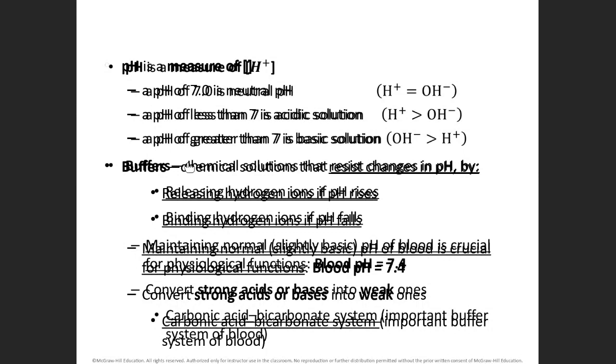What is a buffer? A buffer is something that you can add to a solution to resist any changes in pH. It's something that's used a lot in labs when you're studying chemicals. You can use these buffers to neutralize pH. Now, a very important number that you must know for the rest of your life: what is normal blood pH? Normal blood pH is 7.4. So that's slightly basic, just slightly basic.